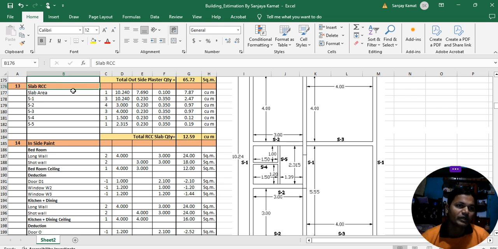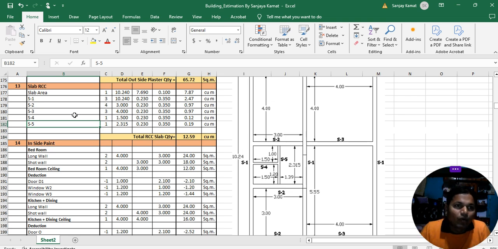Now we are going to make the estimate for slab RCC. What is the slab RCC area? The number is 1: slab 1, slab 2, slab 3, slab 4, slab 5. After doing the calculation, the total slab quantity will be 12.59 cubic meter.